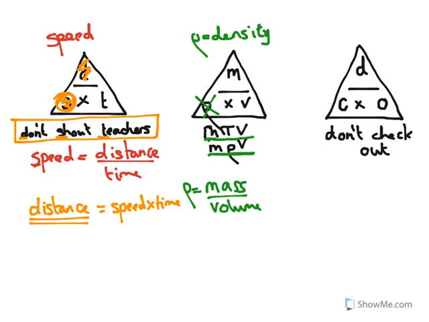So if we'd wanted to work out the mass instead, we would have the mass equals, cover over mass with our finger, and see what's left underneath. Well, we can see that it's the density multiplied by the volume.